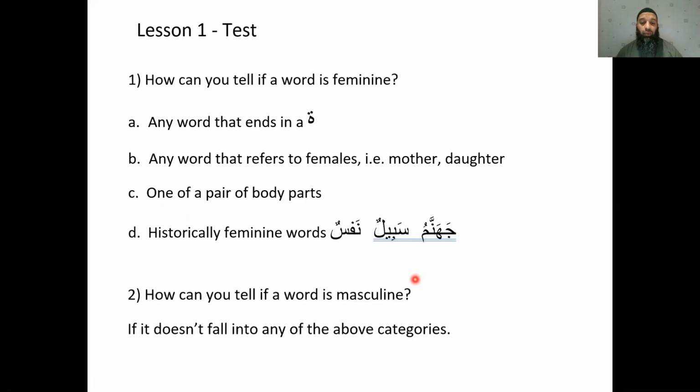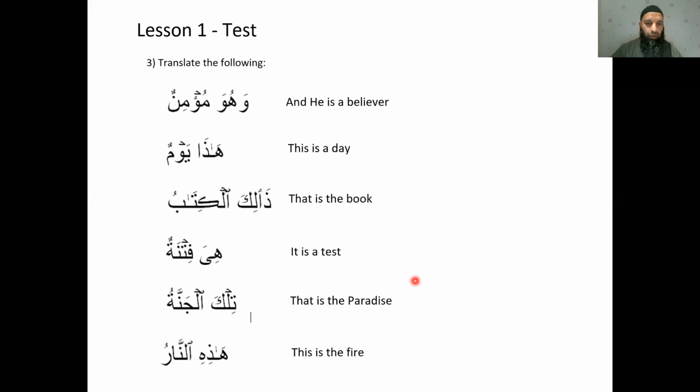How can you tell if a word is masculine? It's anything else. Anything other than the top 4. So, whether it ends in un or in or an, doesn't make a difference. Okay? Shall I proceed? Yeah. Okay. Right. This is where it matters.